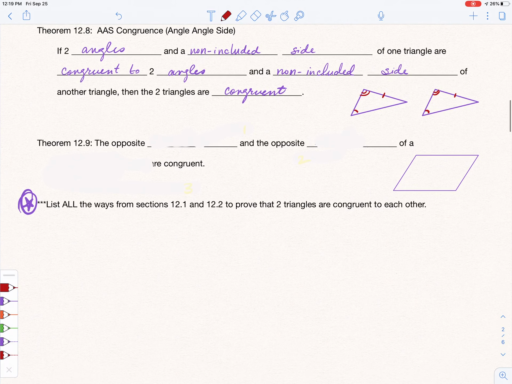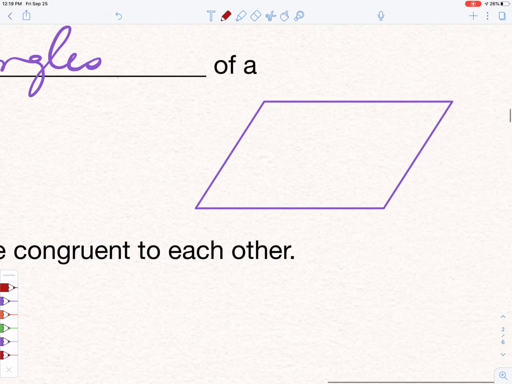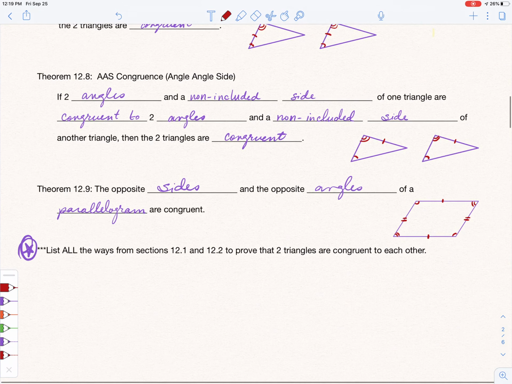Theorem 12.9 is a little different, not dealing with triangles at all. It's dealing with a parallelogram. It says that the opposite sides and the opposite angles of a parallelogram are always going to be congruent to each other. So if we were to mark our parallelogram here, we would say that this pair of opposite sides are congruent, this pair of opposite sides are congruent, this pair of angles are congruent, and this pair of angles are congruent. So that's what we can say about any parallelogram.